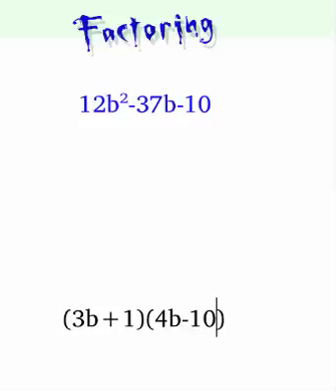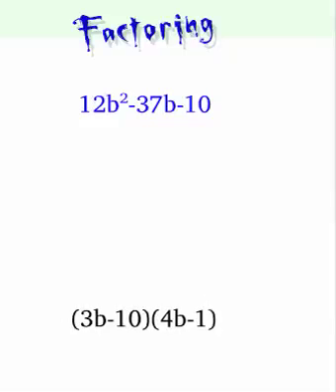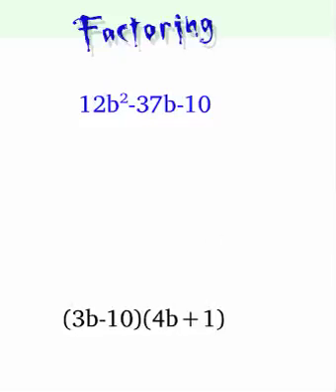Why don't I switch the 10, so negative 10, and we're going to make this into a 1. Let's try that. So I have negative 4 times, so to get the middle term, I have 3 times 1, so negative 3, and then it would have to be positive 1 to give us negative 10. So 3 times 1 is 3, plus negative 40 is negative 37. So that works. Okay, and that's trial and error.